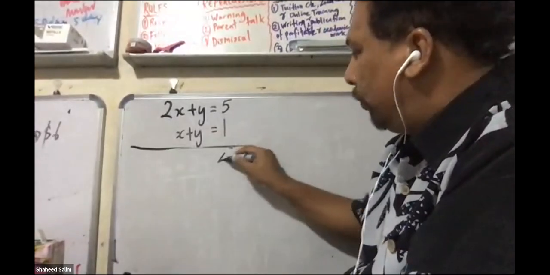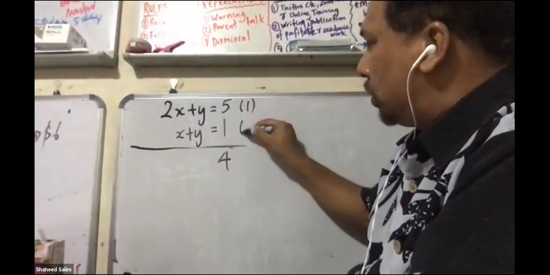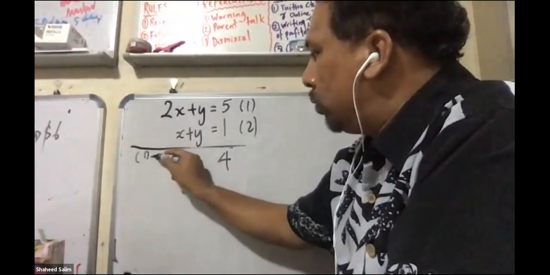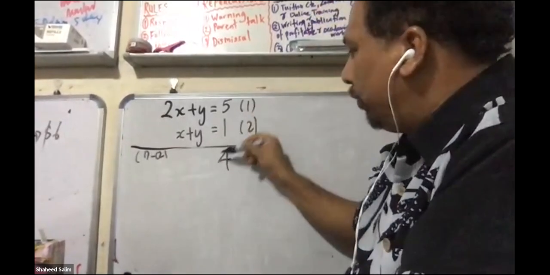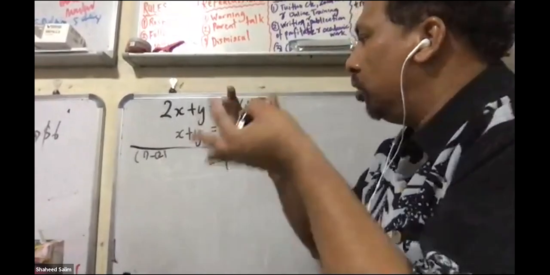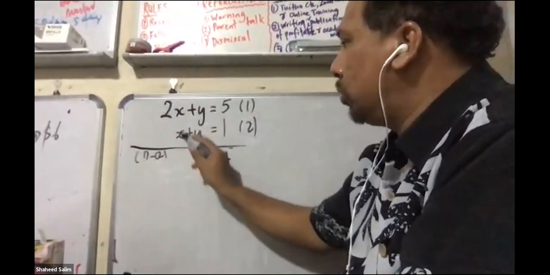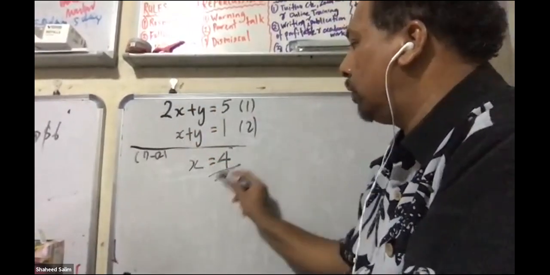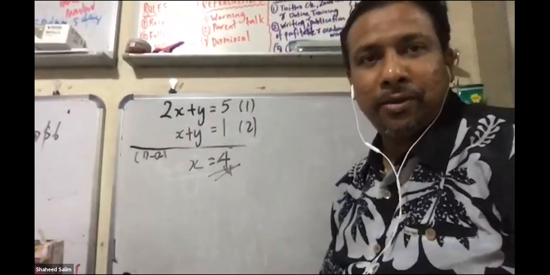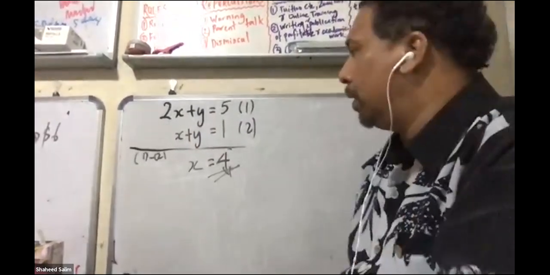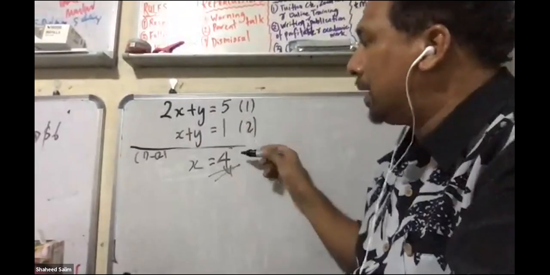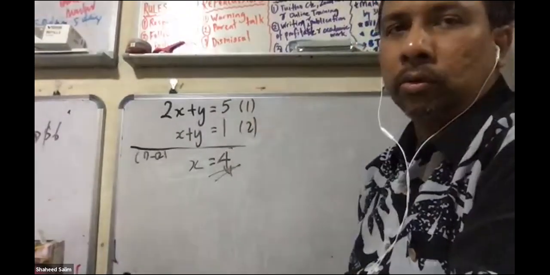5 minus 1, 4. This is equation 1 minus equation 2. 5 minus 1, 4. Y minus y, no more. 2x minus x, x equals 4. Very fast. If you minus, remember, you are supposed to minus. If you plus, you're going to get more.